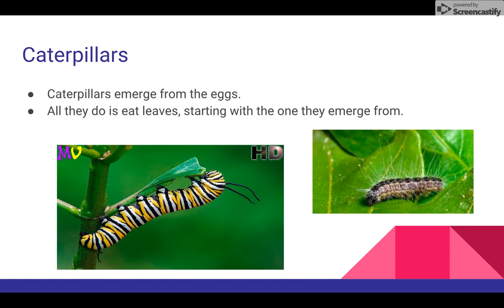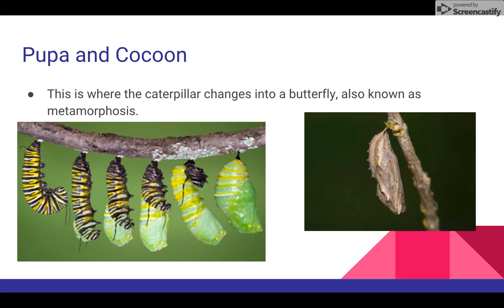The second stage begins when the caterpillar emerges from the egg. During this stage, all they do is eat the leaves, which is why it is important for the eggs to be laid on leaves that the caterpillars like. They will continue to eat until they have reached their full size as caterpillars, and then they enter the third stage, which is the pupa.